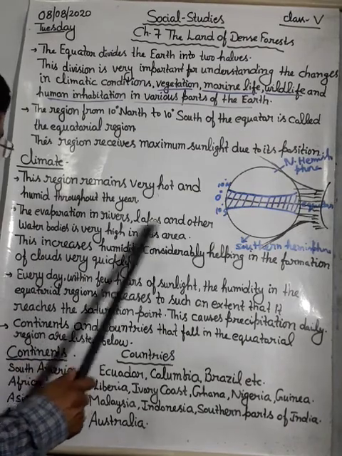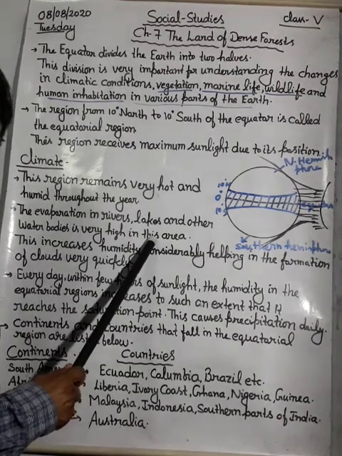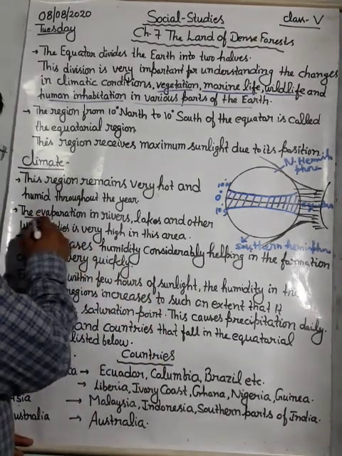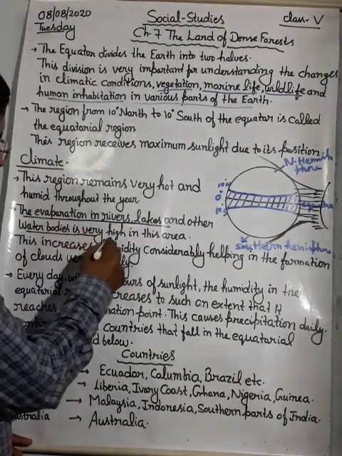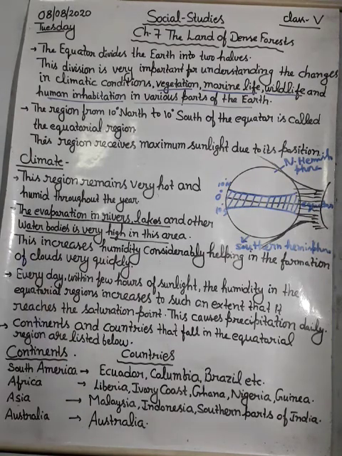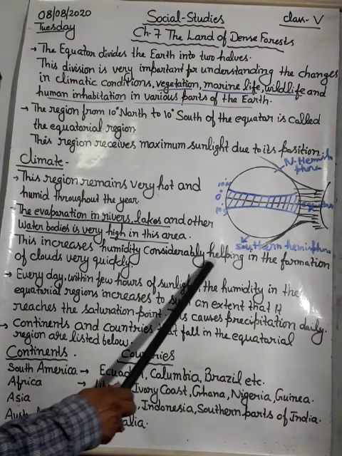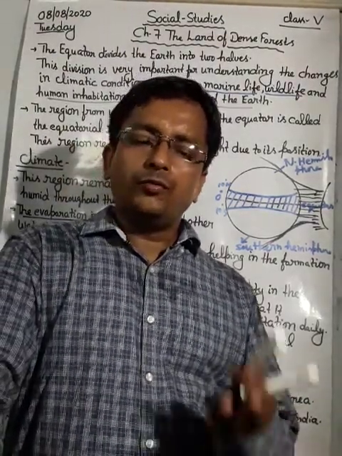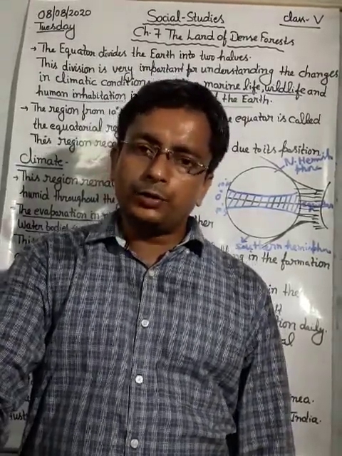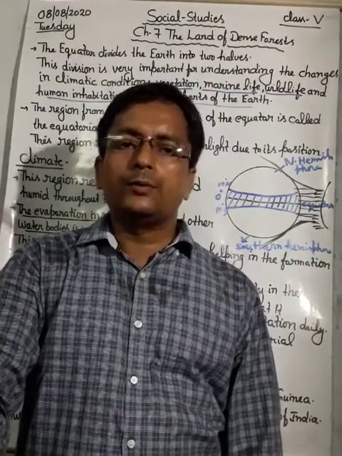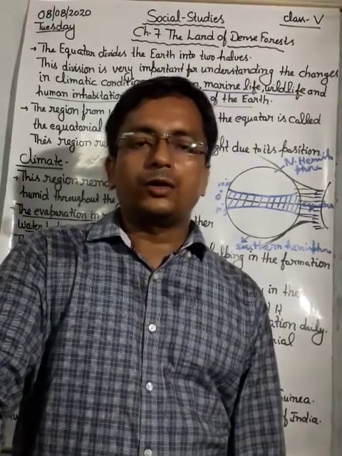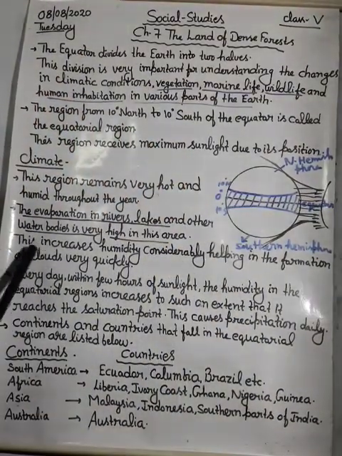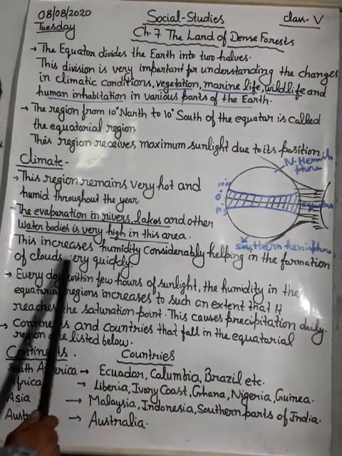The evaporation in rivers, lakes and other water bodies is very high in this area, because of too much sunlight and too much temperature. This increases humidity considerably, helping in the formation of clouds very quickly. Dear student, in the water cycle, you know how water falls on the ground, how water gets evaporated and how evaporated water gets condensed in the form of clouds, and that is the cause of precipitation or rainfall.